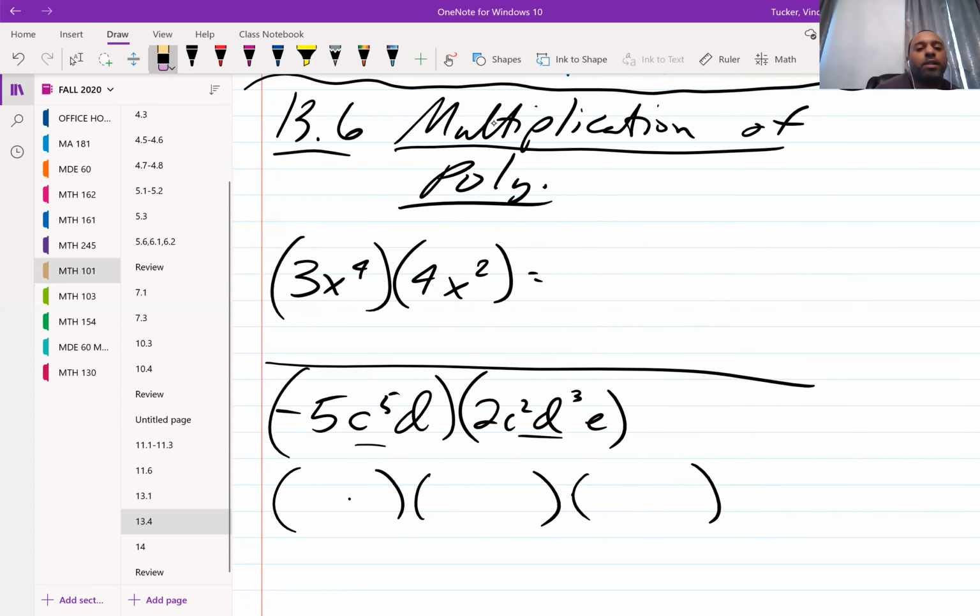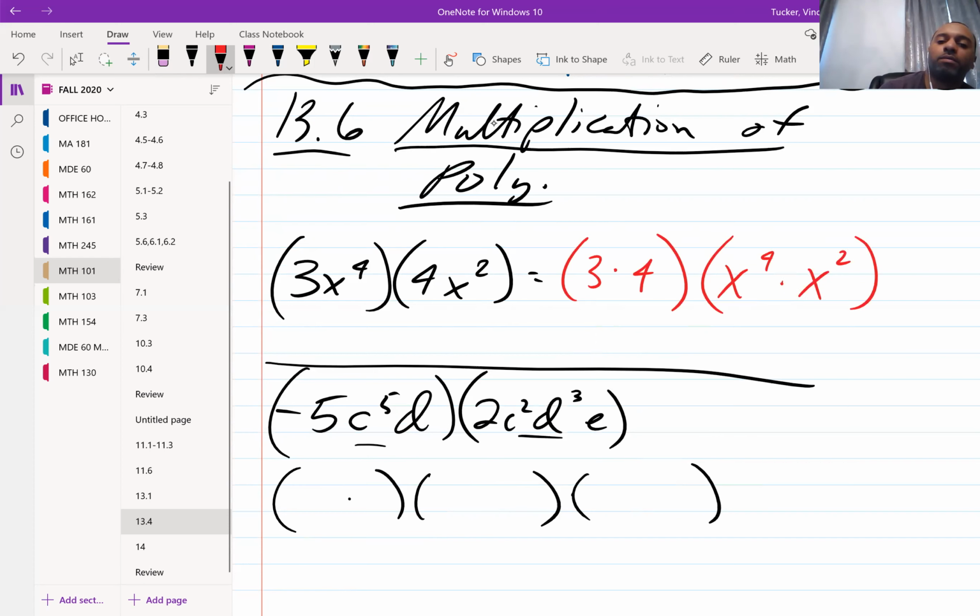If we have 3x to the fourth times 4x to the second power, we're going to multiply the coefficients, that's the numbers in front. So that's 3 times 4. Then we'll multiply the variables, so that's x to the fourth times x squared. Three times 4 is 12. And then don't forget, you're going to add the exponents. That'll be x to the 6.